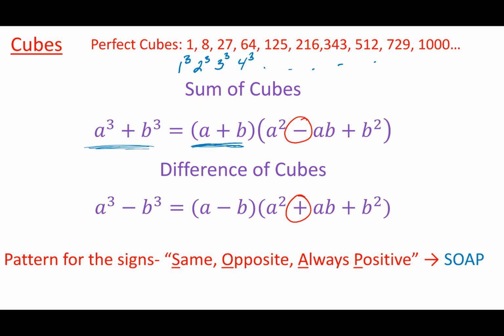A way to help you remember this. The pattern for the actual signs is same, opposite, always positive. When I say same, whatever I started with, like here I have my sum of cubes, A cubed plus B cubed, the first one is going to be the same. And then the next one is opposite. And then the last one is always positive.